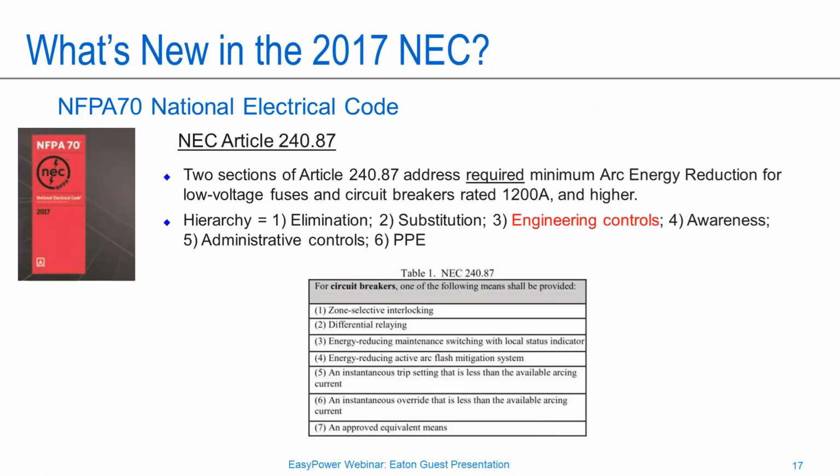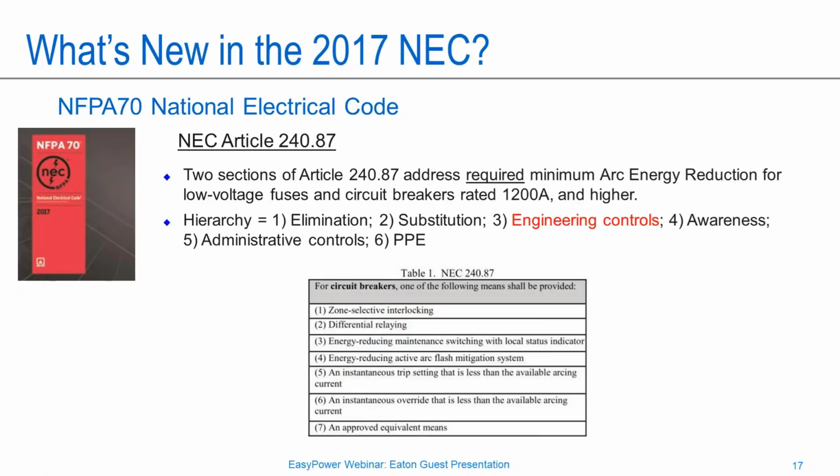The National Electrical Code, or the NFPA 70, is really an installation code for U.S. applications. And we're starting to see issues around arc flash energy creep into the NEC. The latest NEC document, the 2017, has some language in here, and it talks specifically about arc energy reduction for low voltage fuses and circuit breakers rated 1200 amps and higher.